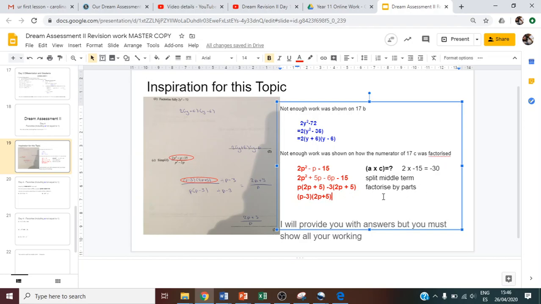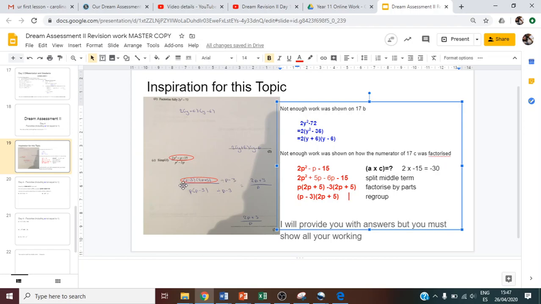So I'll put here regroup, and that's what I've done. I've taken the term that's in front of both of these brackets and I put them together here. I've got p minus 3 in one bracket, and in the other bracket I've got the bracket that I see repeated up above, 2p plus 5. Okay, because this is the p times 2p, p times 5, just like it would be down here. And it is -3 times 2p, -3 times 5, just like it would be down here. So that's regrouping. So this is now factorized, and I've shown the working of how I've done that.